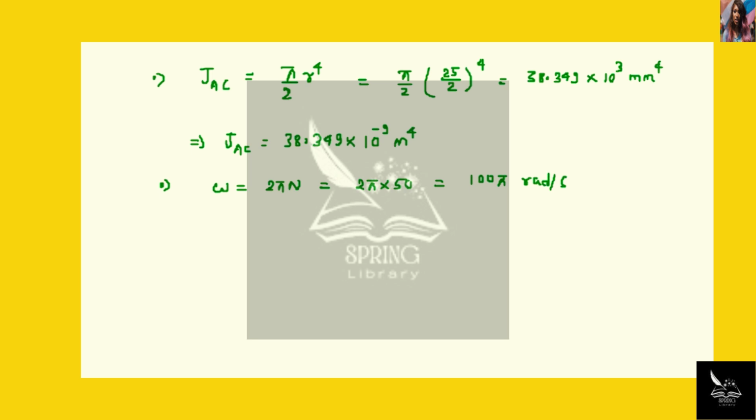Let us now calculate the torque in shaft BC. So the torque in shaft BC is equal to power divided by omega, which is the angular velocity. Power is given as 3 multiplied by 10 to the power 3 watt, and omega we have calculated as 100 pi. So from this we get the torque in section BC as 9.549 Newton meter.